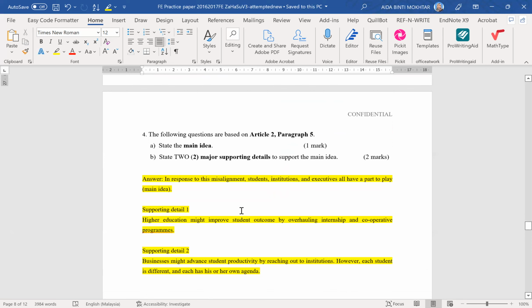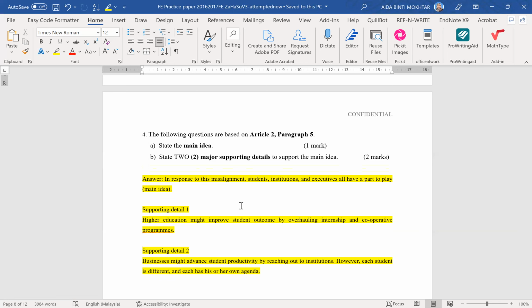Now, the following questions are based on Article 2. Usually, when you talk about the main idea in a paragraph, it must be the first sentence. So the first sentence has the main idea, and then subsequent sentences support the main idea. So these would be the major supporting details.